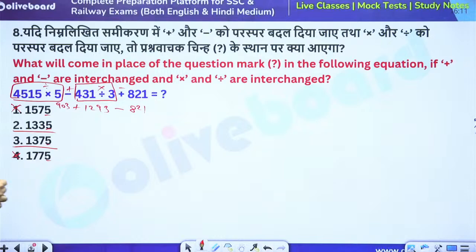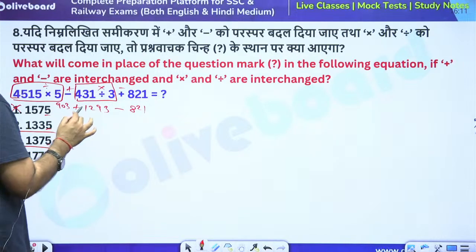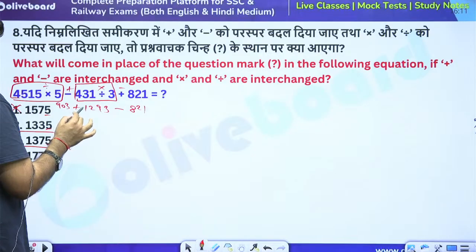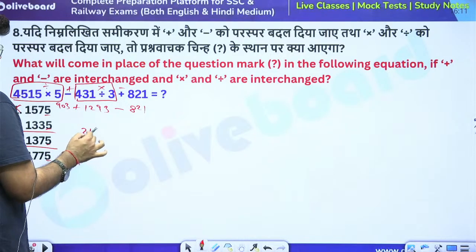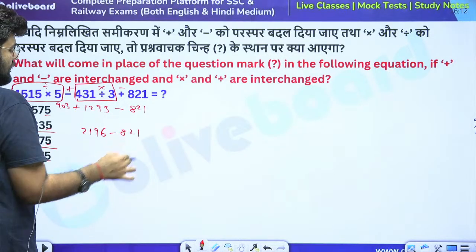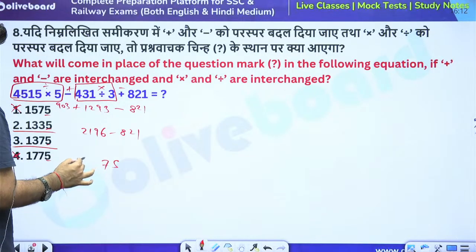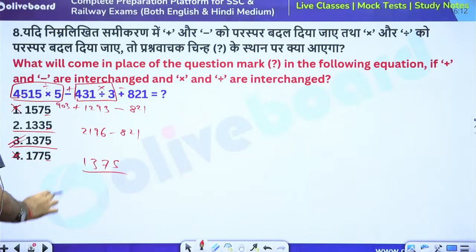So we'll have to solve it only. There's no other option. So 1293 plus 903, so it is 2196, correct? Minus 821. So 5, 7 and 21 and 8 will become 1375. Option 3 is the right answer. Okay. Next.